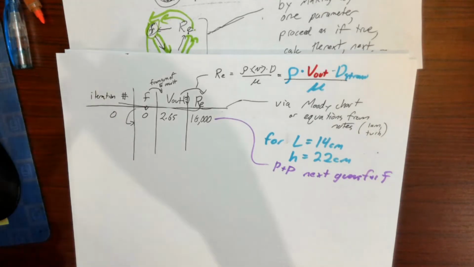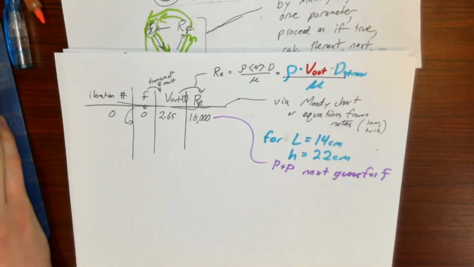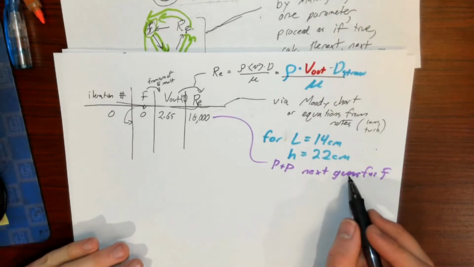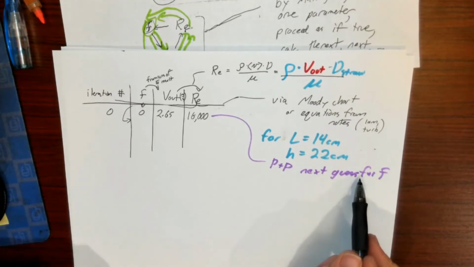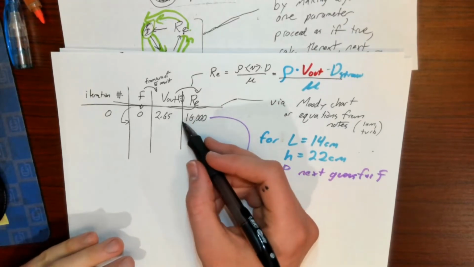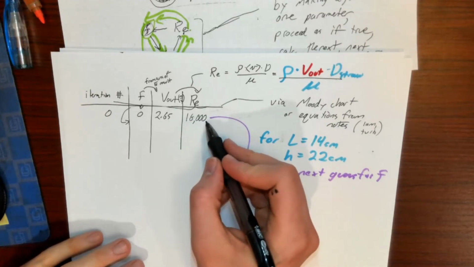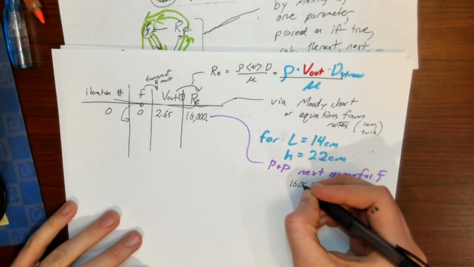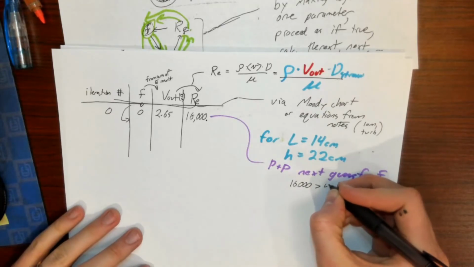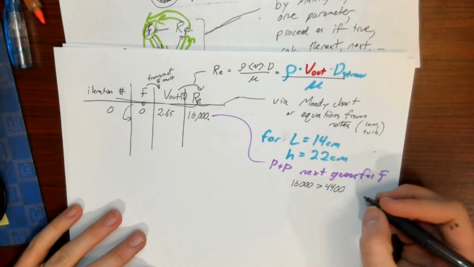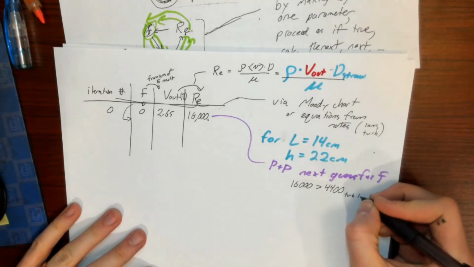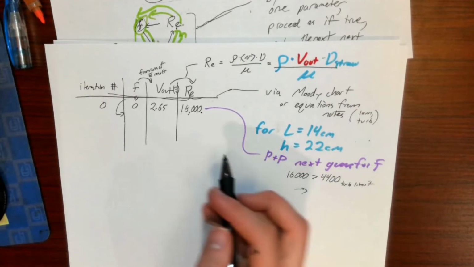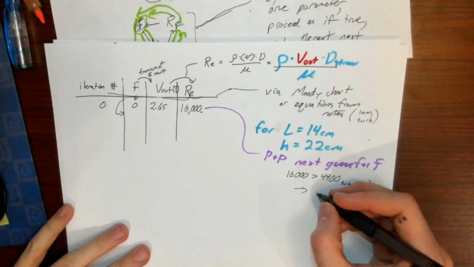Well, hopefully you've had a chance to pause and ponder. So our next guess for the friction factor would first be informed by the Reynolds number. A Reynolds number of 16,000 is much, much greater than the 4,400 turbulent limit. So what does this mean? Based on our guess of F, our flow is probably turbulent.